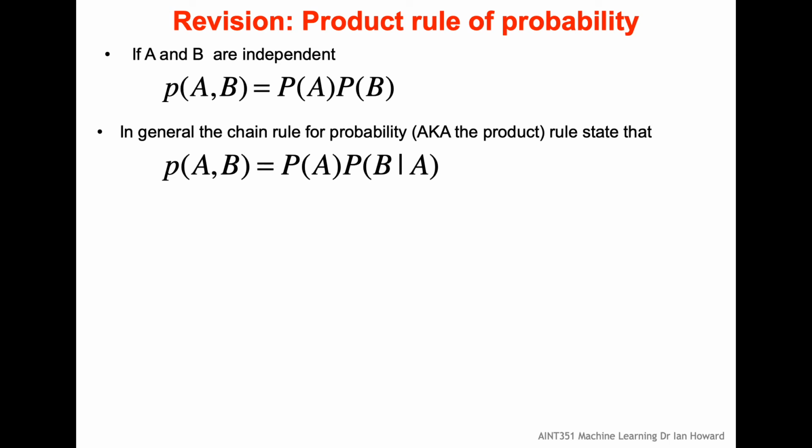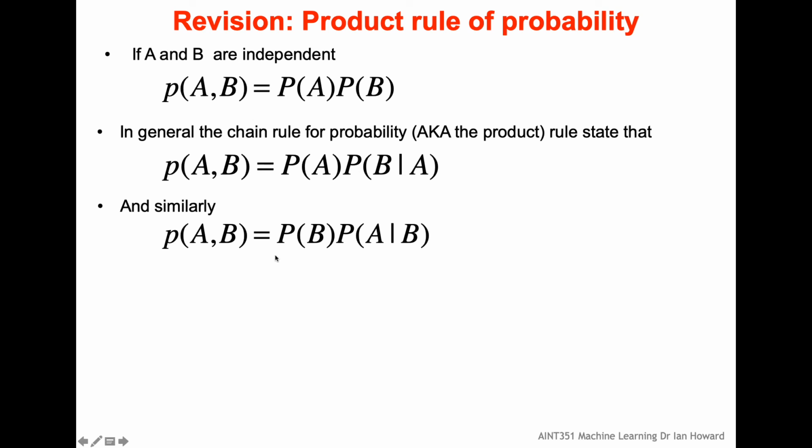Generally speaking, things aren't independent, right? In the general case, the probability of A and B happening is always captured by this expression, which is saying the probability of A and B happening is given by the probability of A multiplied by the probability of B conditioned on A, or the probability of B given A. That's another way of expressing that. And because this is symmetrical, we can just swap the A's and the B's round. So the probability of A and B happening is also the probability of B multiplied by the probability of A, given that B has happened.